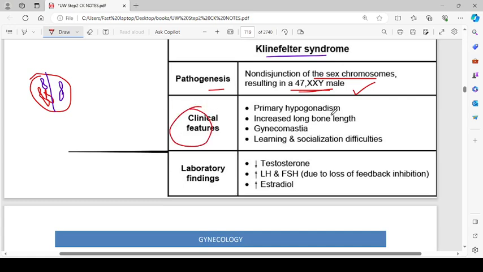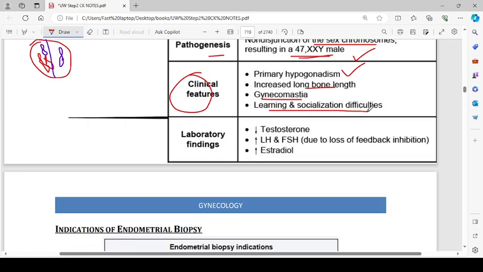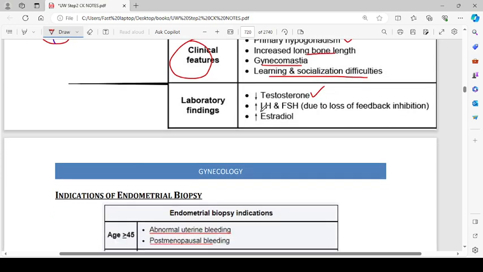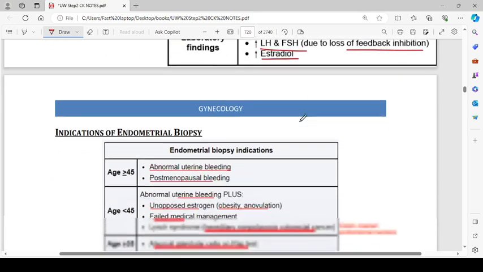The clinical features are primary hypogonadism, increased long bone length, gynecomastia, learning and socializing difficulties. Lab findings will include decreased testosterone, increased LH and FSH due to loss of feedback inhibition, and increased estradiol.